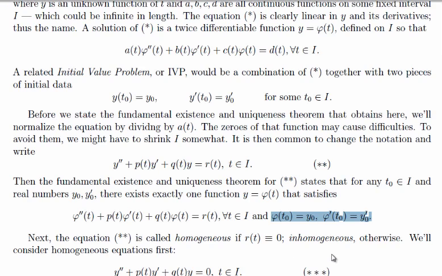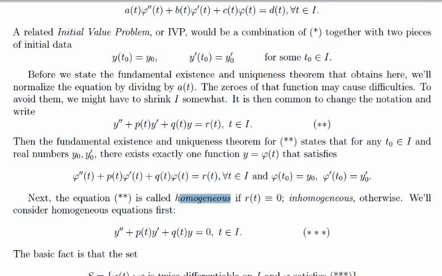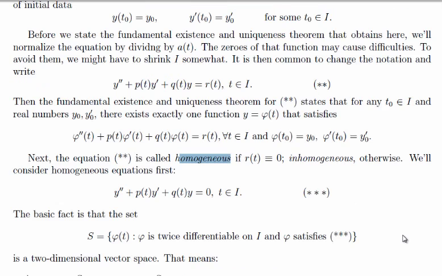Next, the equation is called homogeneous if r, the right-hand side, is identically 0, and inhomogeneous otherwise. So we'll consider homogeneous equations first. So there's our typical homogeneous equation, linear of course. The right-hand side is 0.